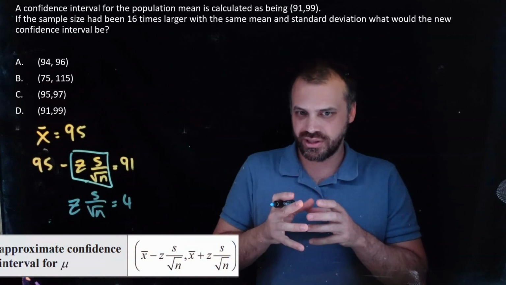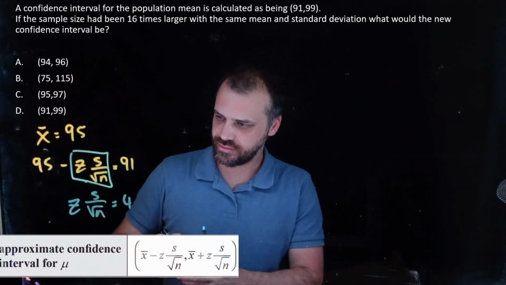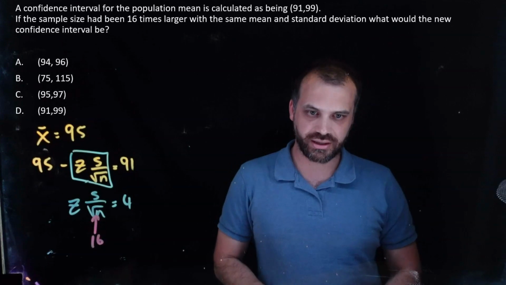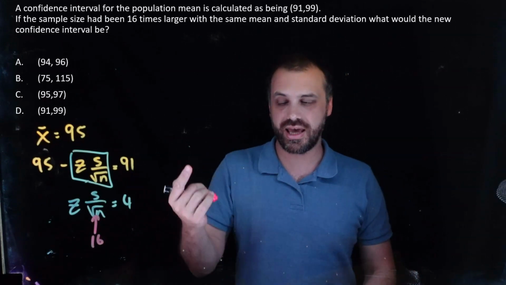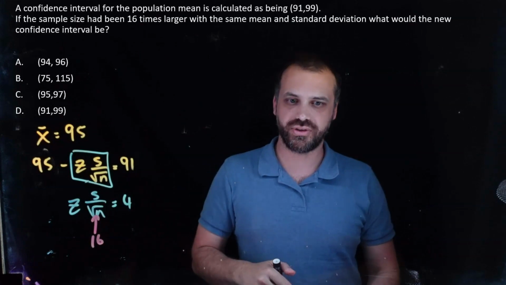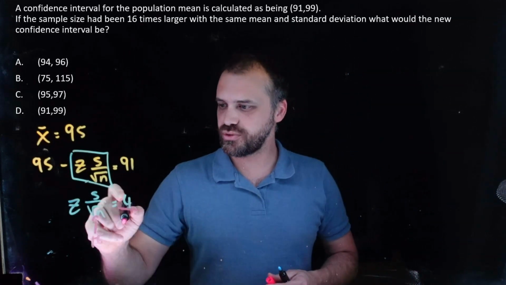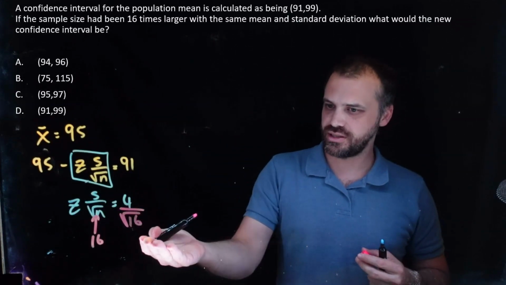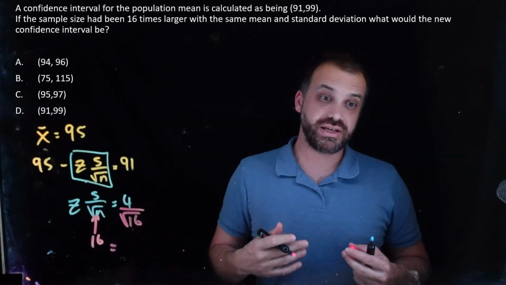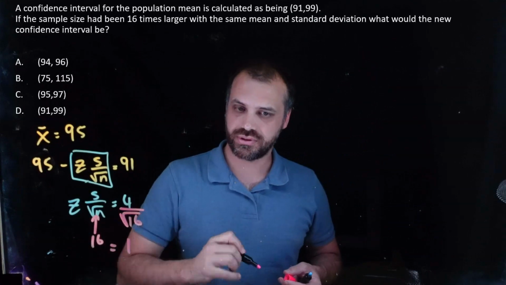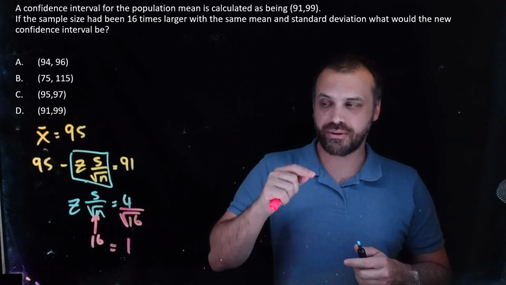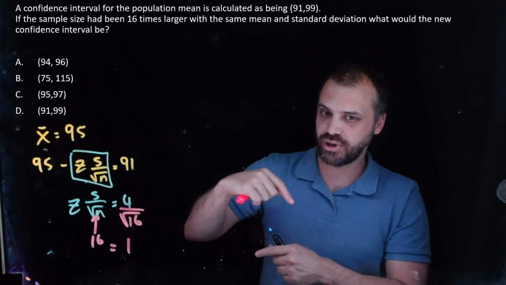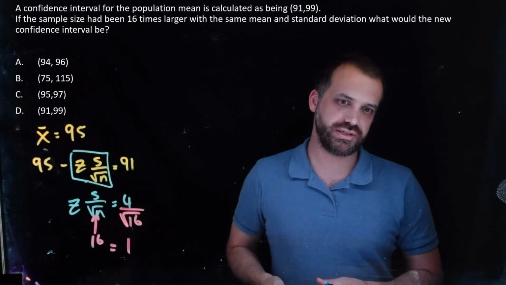So then the question becomes, if we increase n here by a factor of 16, so that it's not n anymore, it's 16n, what effect will that have on this? What we're essentially doing is dividing both sides by root 16. Root 16 is 4. And 4 divided by 4 is 1. So what does that mean? Our margin of error, when we increase n by a factor of 16, decreases by a factor of 4. Decreases by a factor of root 16.